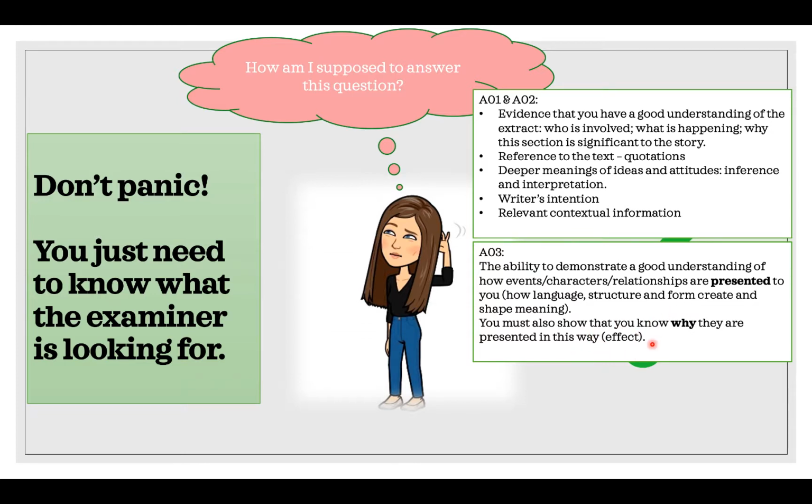So as well as being able to comment on language, structure and form, you should also show that you understand why something has been presented in this way. So why is this word being used, or why is this metaphor being used, or why does this character say this particular thing at this particular time? And again, this can link back to writer's intention and also effect on the audience.